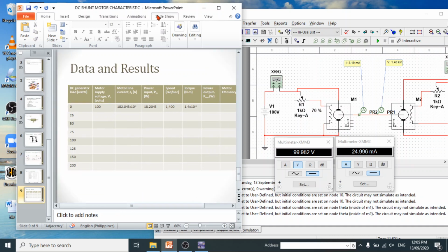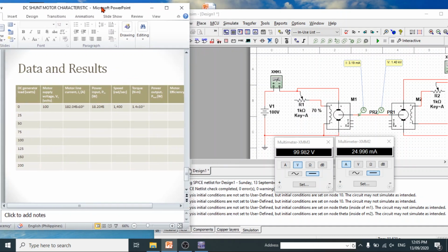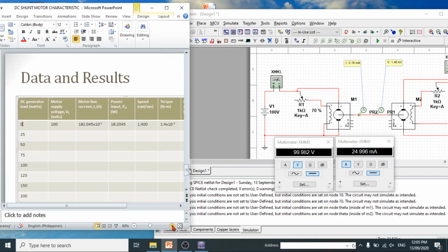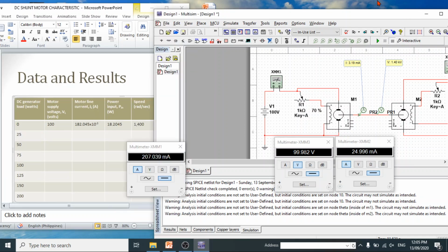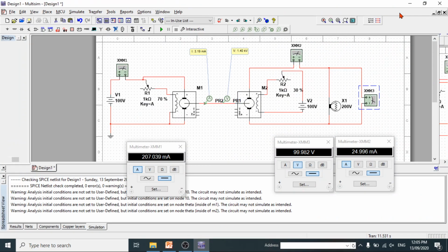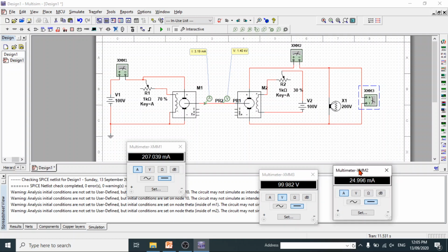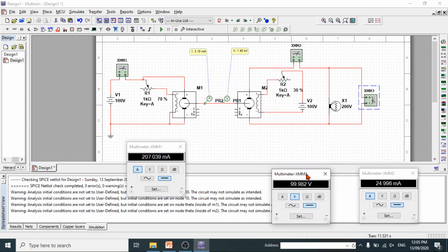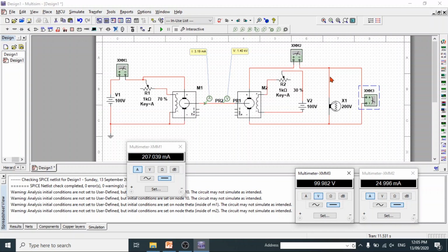First, we'll try to have the generator at zero load. Zero load means no load is connected to the generator. That means we can remove the virtual load and then run.